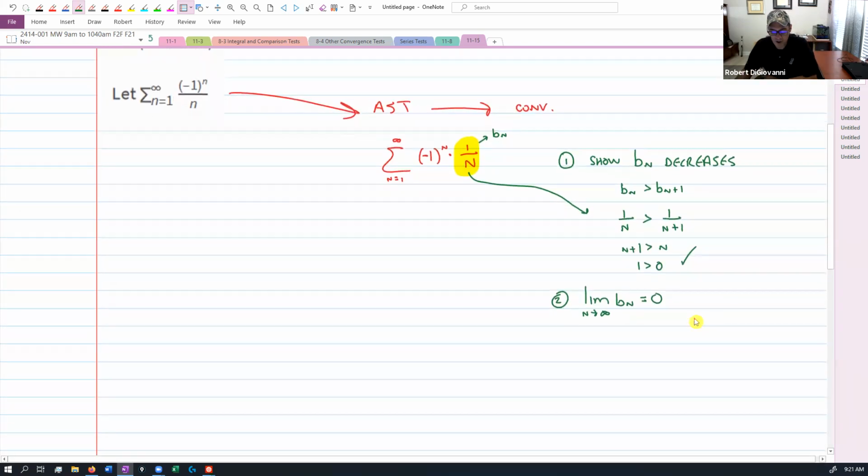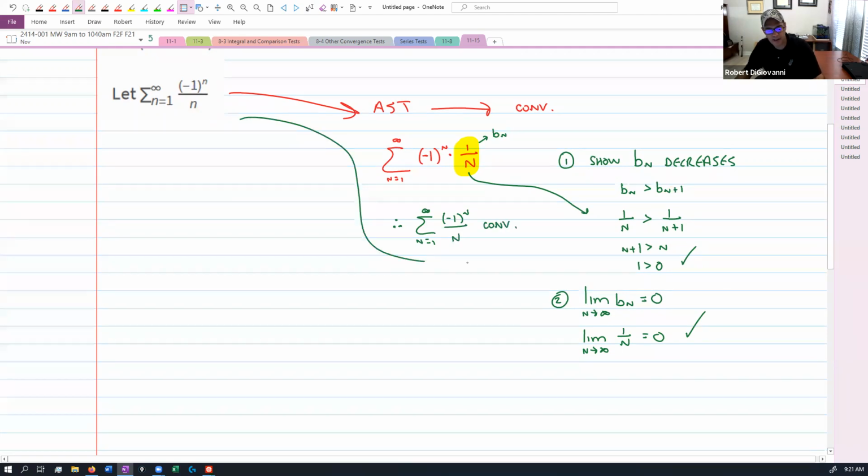Now, the next thing I need to show is that the limit of b sub n goes to 0, but that's super easy because the limit as n goes to infinity of 1 over n is 0. That's obvious because it's a fixed number over infinity, and that's 0. So right there, I'm done. I can say, therefore, the original series converges. That's what you would do if I were to just give you that series and ask you, does it converge or diverge?